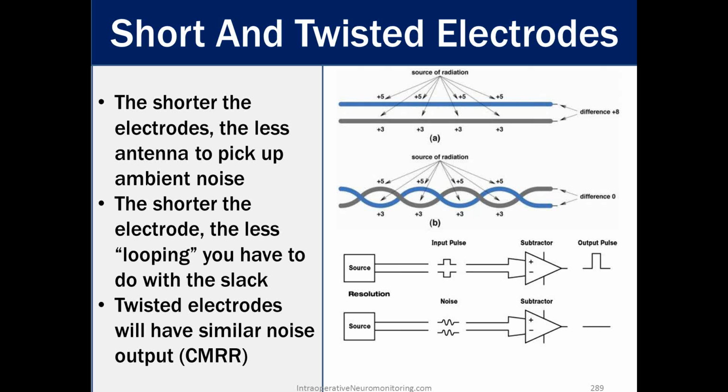Short and twisted electrodes. The shorter the electrode, the less antenna to pick up ambient noises. The shorter the electrode, the less looping you have to do if there's slack in those electrodes. And twisted electrodes with similar noise output will be better affected on the common mode rejection rate. And we can see the difference between electrode wires that run in parallel versus those that are twisted, the difference of +8 versus 0.